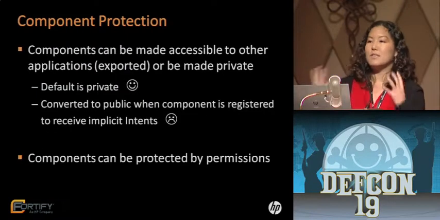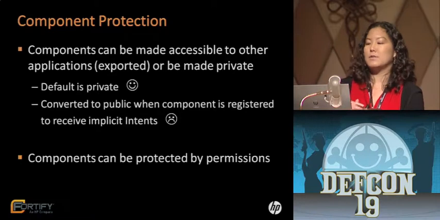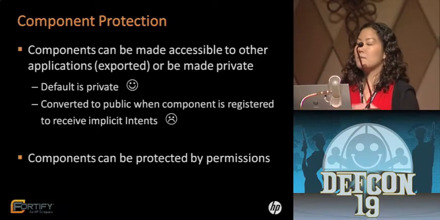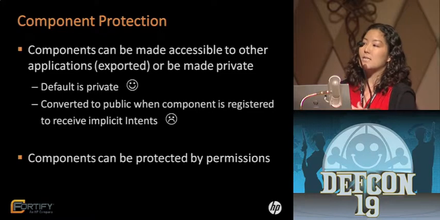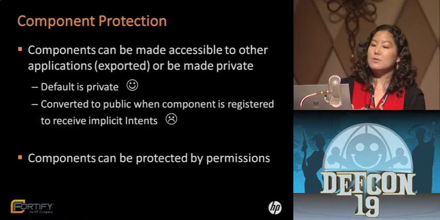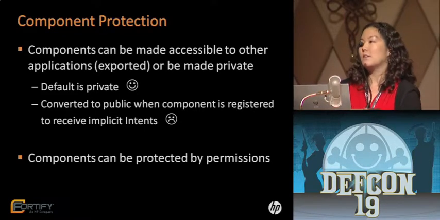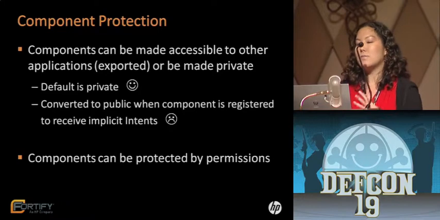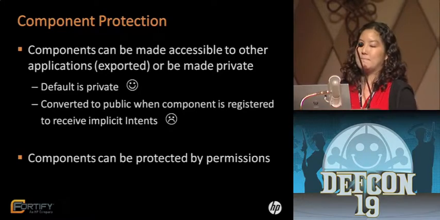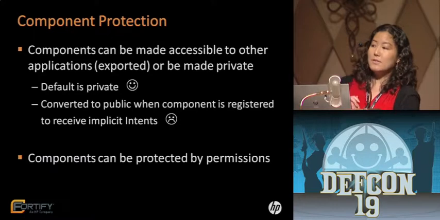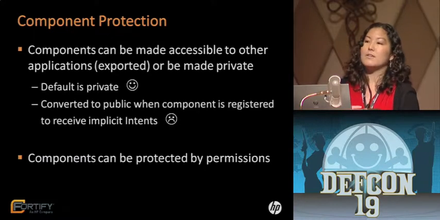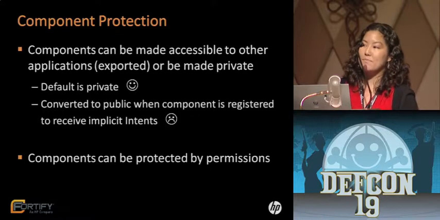So we have all this intent communication. How can components protect themselves? Components can limit their exposure to intents in two ways. First, components can be made accessible to other applications, so explicitly exported, so visible to all applications, or they can be made private, so only visible to other components within the same application. The good news is that by default, when you declare components, they're set to being private.